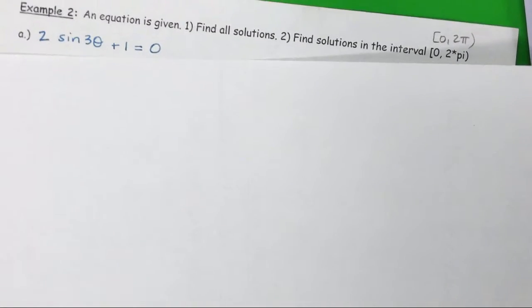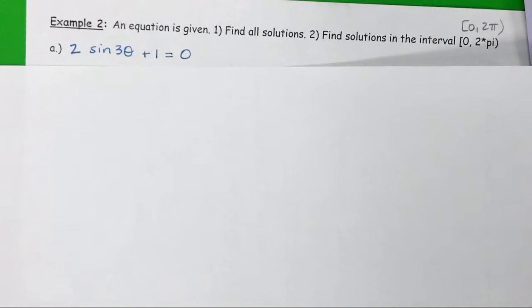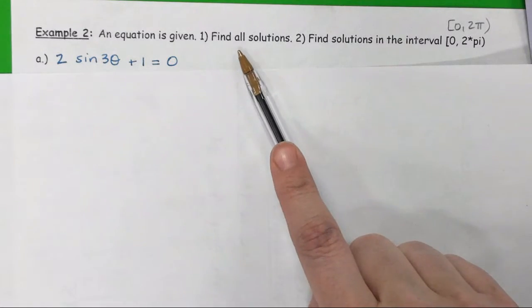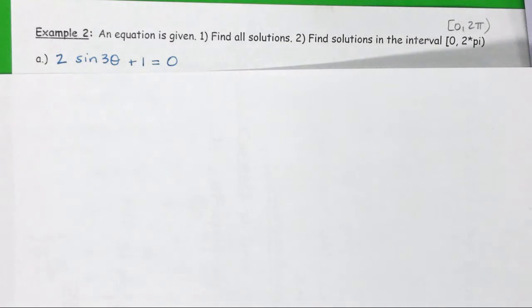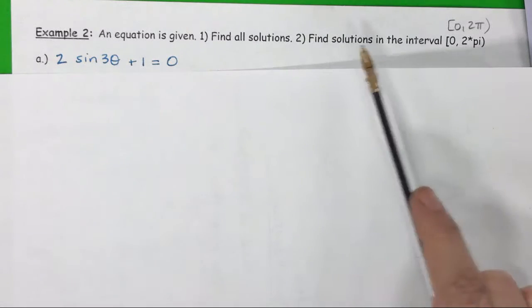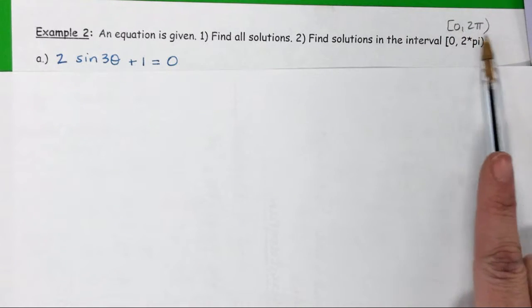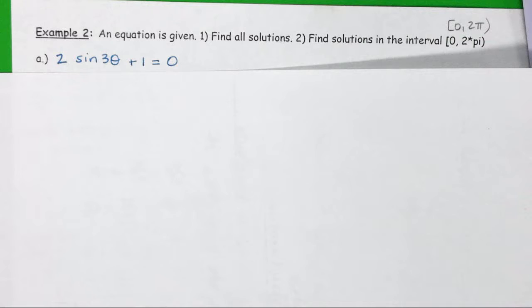All right. So for example 2, it tells you an equation is given. And we have to find all solutions for the first step and find solutions in a given interval for the second one. Now, notice that whenever it says all solutions, that means that's when you're adding pi k or 2 pi k. And then if you're finding solutions in a certain interval, you're finding specific solutions that are restricted to those values.